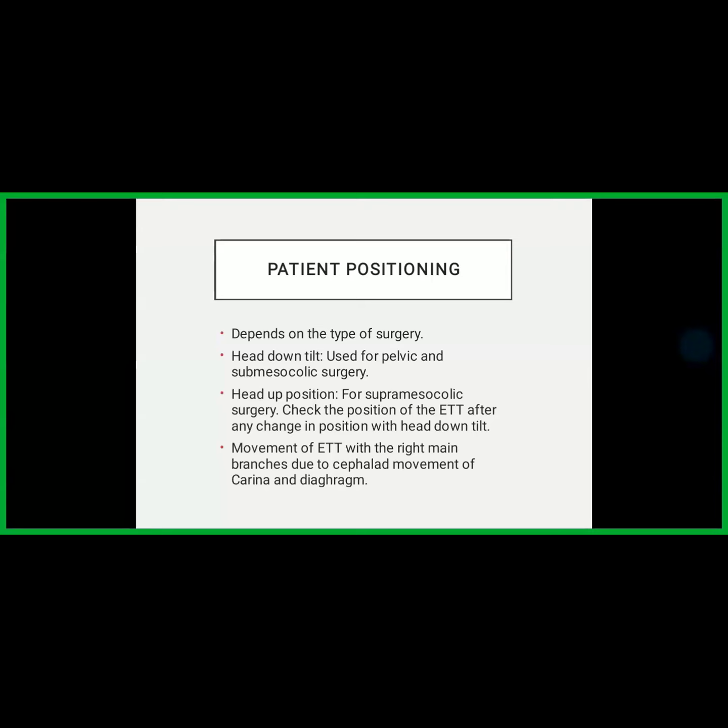But the head-down position is not favorable for the respiratory system, as it decreases the functional residual capacity further by splinting of the diaphragm and cephalad movement of the diaphragm. Then the head-up position is basically for supramesocolic surgeries. We should also endeavor to check the position of the endotracheal tube after any change in position with head-down tilts, because of movement of the endotracheal tube into the right main bronchus due to cephalad movement of the carina. We could have endobronchial intubation as a consequence of the cephalad displacement of the diaphragm.